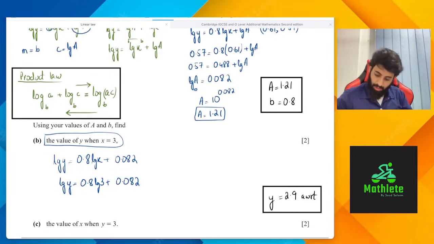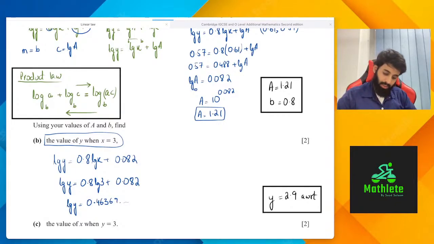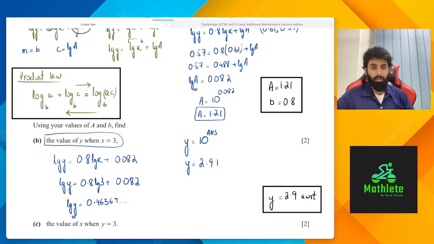Okay, now let's work this out. LGY is equals to 0.8 LG3, so log 3 plus 0.082. So that means we're looking at LGY is equals to 0.46369, so on and so forth. But it doesn't matter because ultimately we have to use our answer. So LG's base is 10, so this will become 10 to the power of answer. So let's work it out. 10 to the power of answer. So we're looking at 2.90, which we will make 2.91. Okay, there you go.